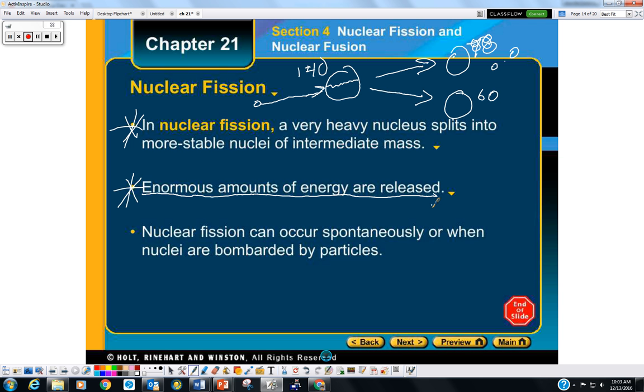The thing that I want you to know with this is that a controlled nuclear fission reaction is what we do to produce nuclear power at the power plants and things like that.